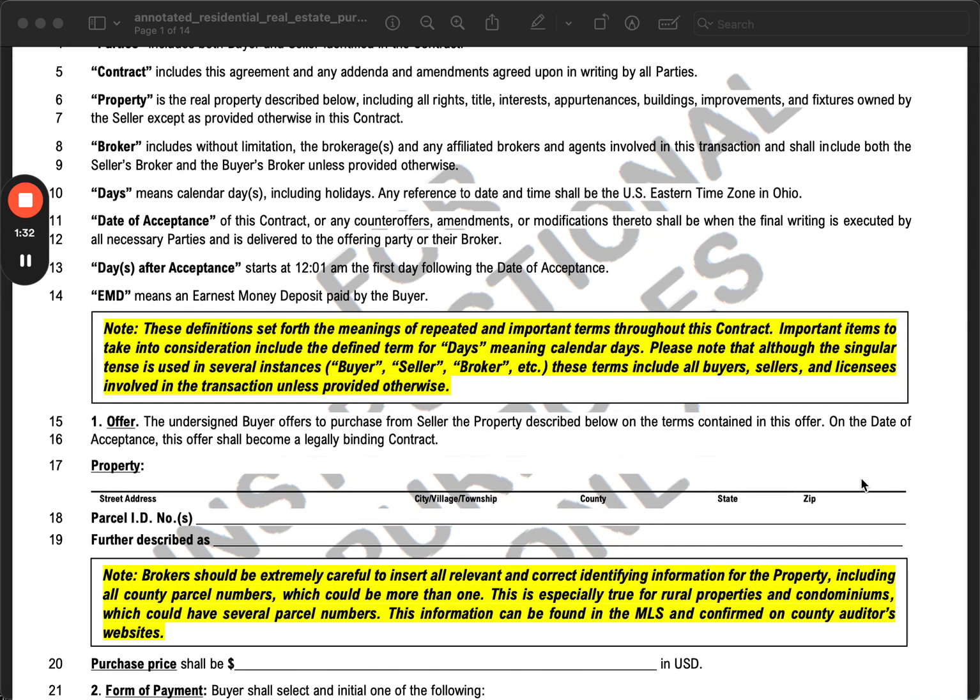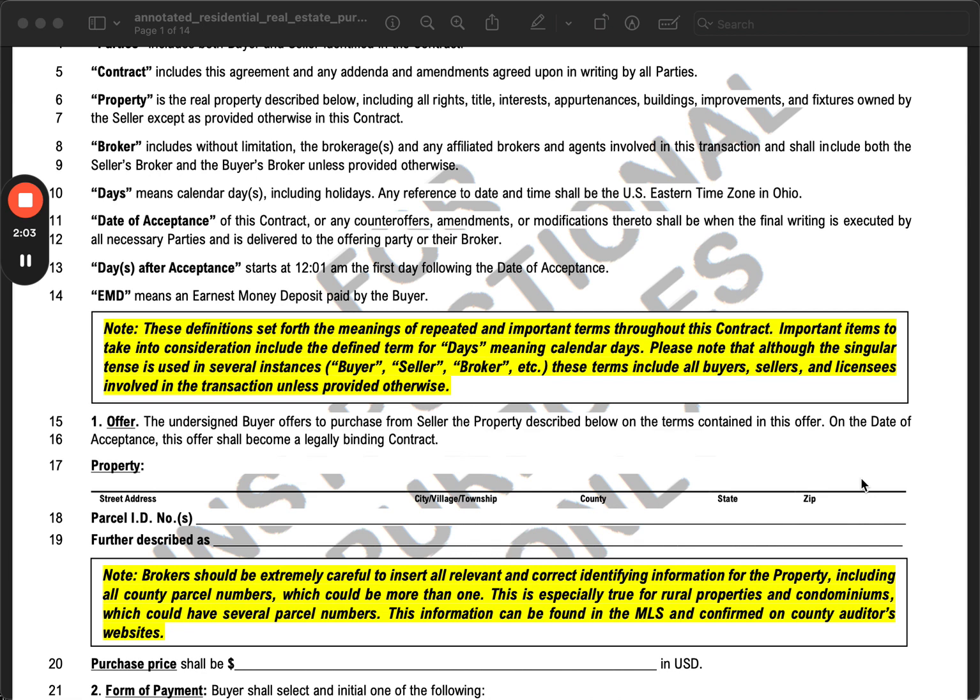Property, line number 6, is the real property described below, including all rights, title, interests, appurtenances, buildings, improvements, and fixtures owned by the seller, except as provided otherwise in this contract. Number 8, broker, includes without limitation the brokerages and any affiliated brokers and agents involved in this transaction, and shall include both the seller's broker and the buyer's broker unless provided otherwise.